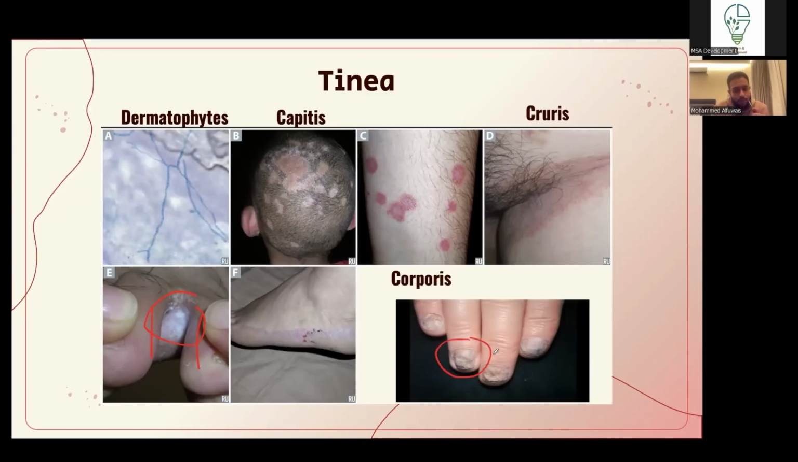Unguium or onychomycosis. Good. Now, unlike Candida, this can happen in an immunocompetent patient. So, for example, tinea pedis is very common in athletes. Okay. Now, how can the rest of them form?